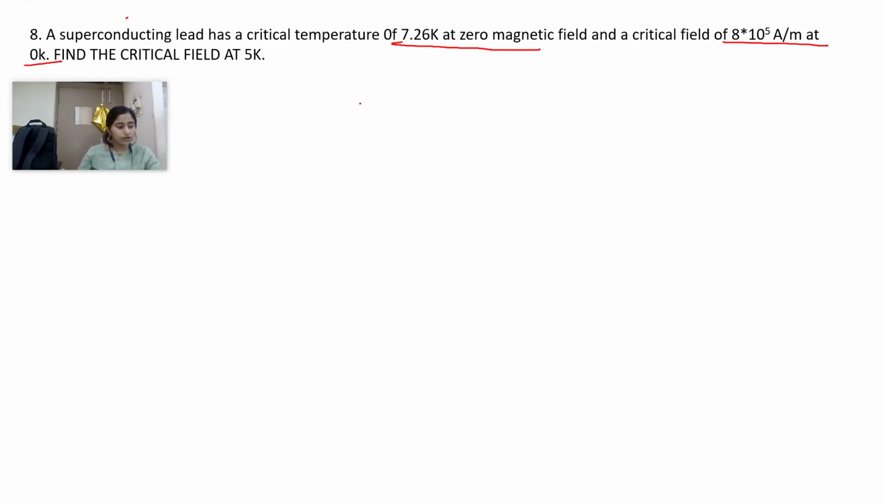Now let us first write what the parameters given are. Tc is given, that is 7.26 Kelvin, and Hc of 0 is given as 8 times 10 to the power 5 ampere per meter. Now you have to calculate Hc at T equal to 5 Kelvin. This one you have to calculate.